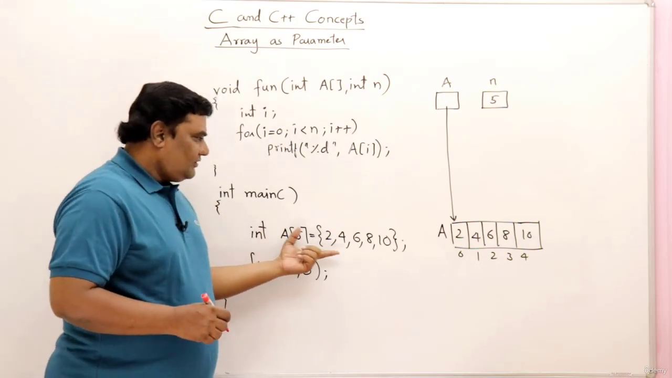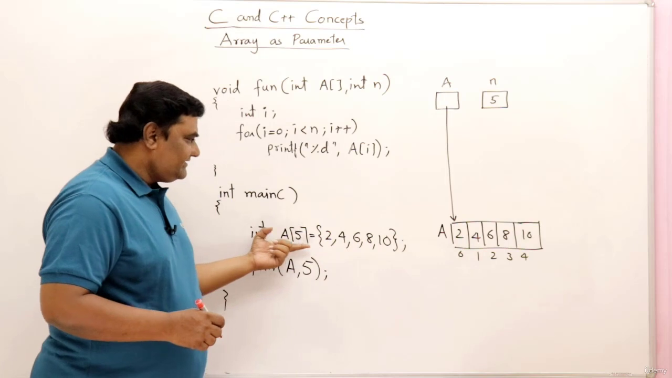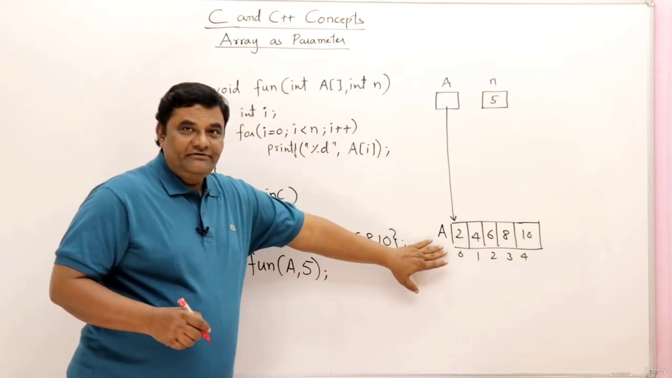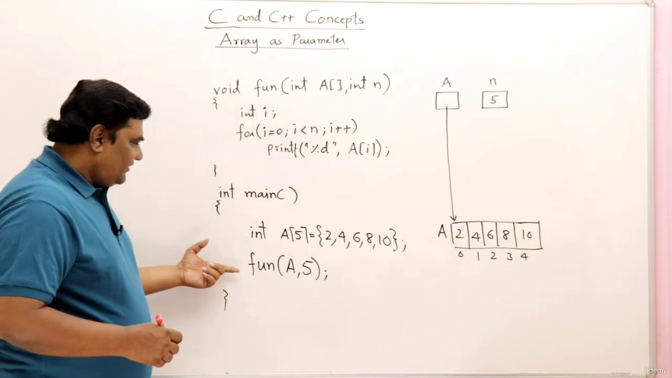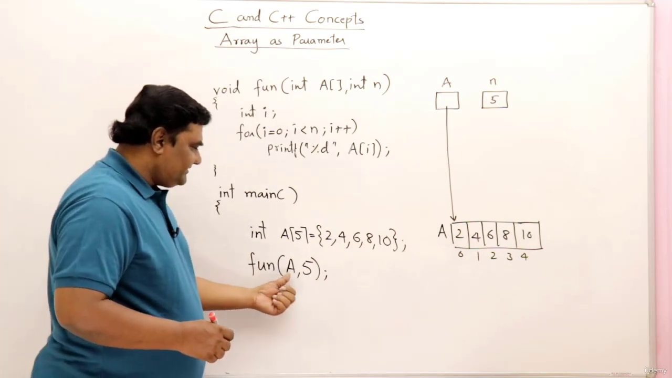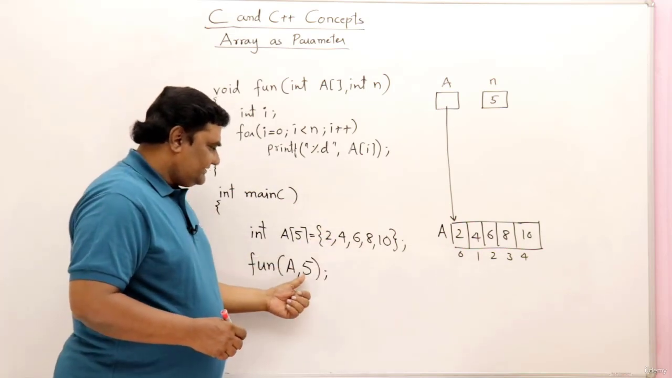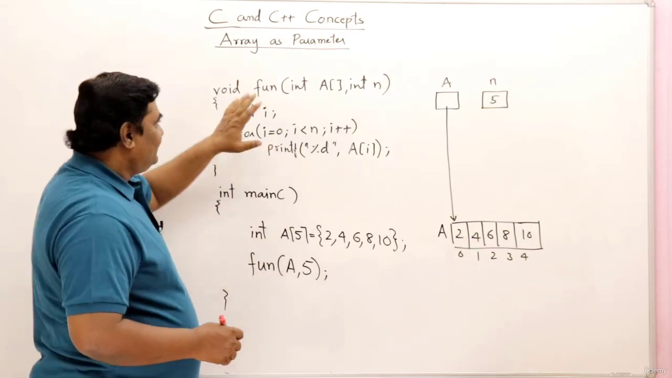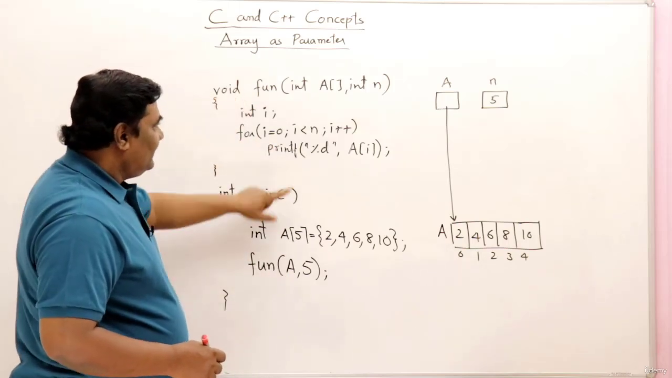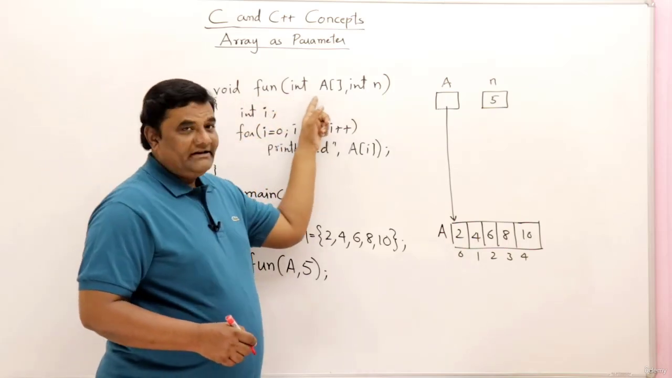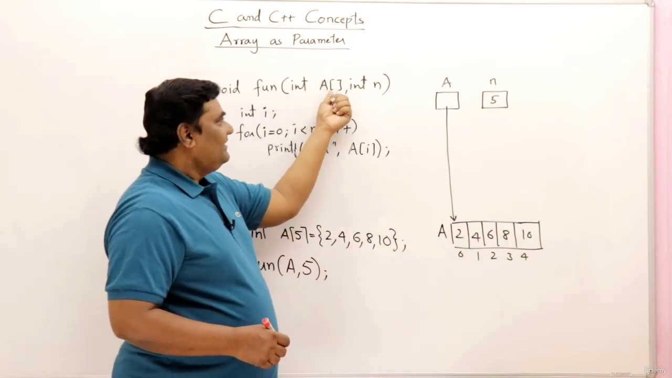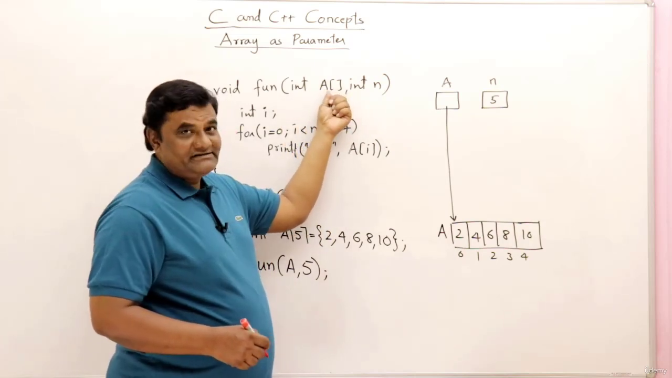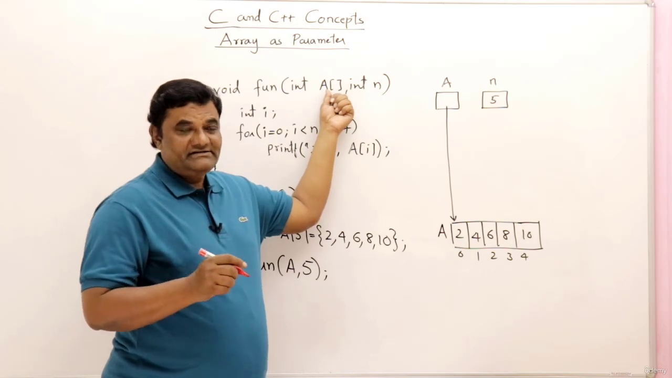Main function is having an array of size 5 and also it is initialized. So this is a part of main function array and its name is A. Now here I am calling a function fun by passing array and the number of elements, that is size 5. And this function fun, it is taking parameter array A, and for passing array as parameter we have to mention empty brackets, right? We should not give any size.